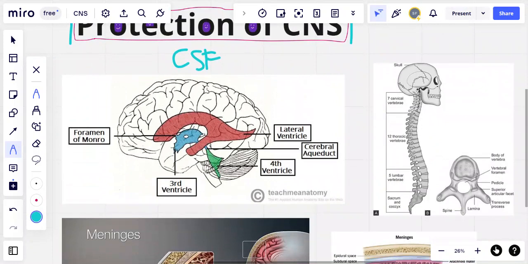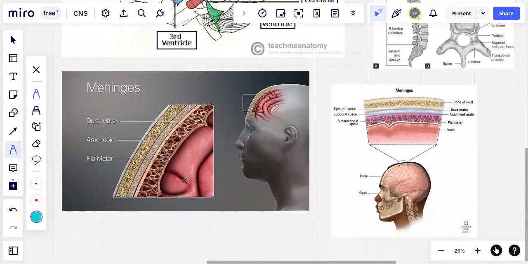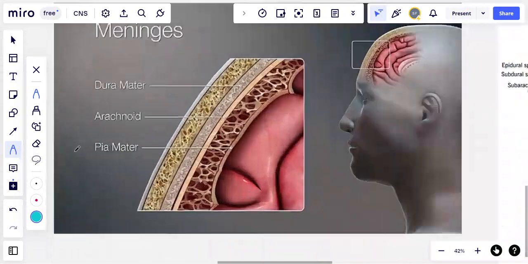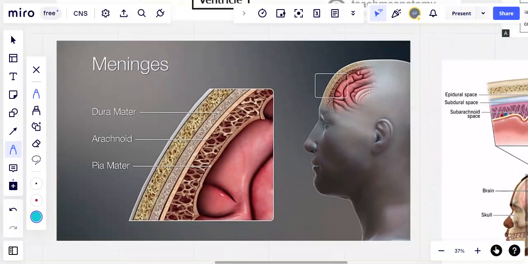Now moving on to the protection of CNS. So, your central nervous system, the first protection it has is meninges. Now, meninges is basically connective tissue membranes, and there are three of them, the innermost being pia mater, or you can call it mater, however you would like to pronounce it. But yeah, the word mater, it means mother. Then you have the middle layer, arachnoid mater, then the outermost dura mater.